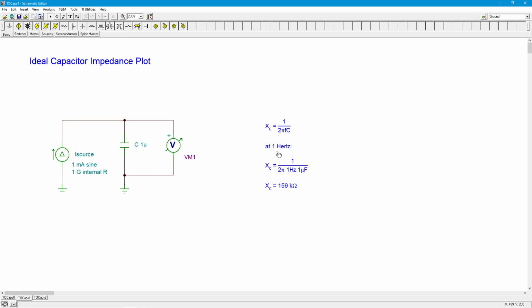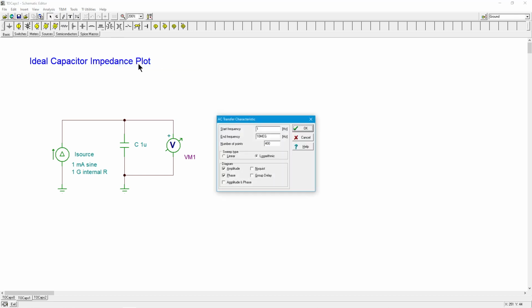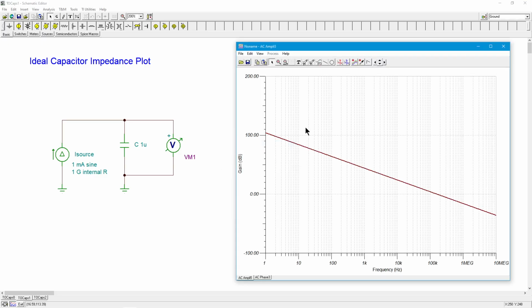So at 1 kilohertz, this would only be 159 ohms, right? So it just dives like that. We can see this just by doing a Bode plot, AC transfer characteristic. Let's see, 110, okay, that looks all good. Open that up, looking pretty good.